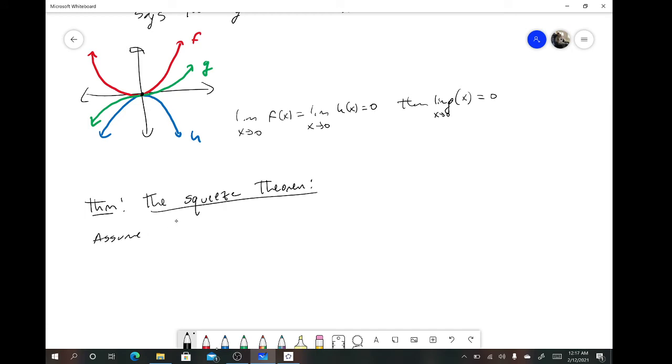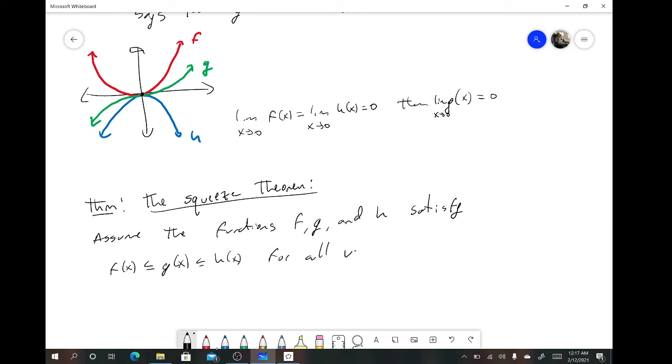Assume the functions f, g, and h satisfy the following inequality. That is, f of x is less than or equal to g of x is less than or equal to h of x for all values of x near a except possibly at a.